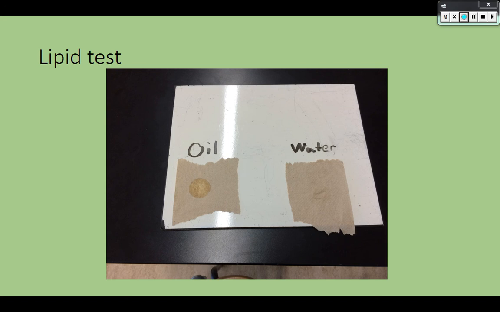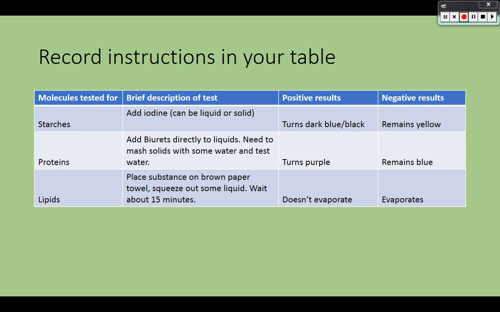After my 15 minutes, I see really nothing's changed with the oil, but the water is mostly evaporated. So that's my test. I know if the liquid that comes out of the substance is an oil or a fat, if it's a lipid, it's not going to evaporate. If it's water, then it is. And so I can say, place substances on brown paper towel, squeeze out some liquid, wait about 15 minutes. If it doesn't evaporate, that's a positive result for lipids. If it evaporates, that's a negative result for lipids.